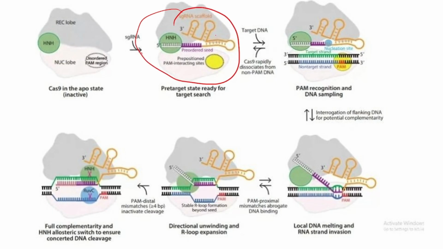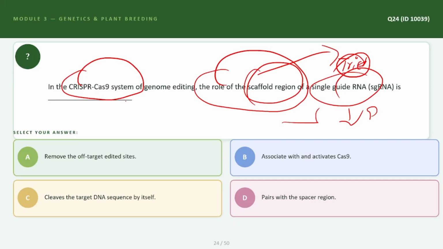Then you can see this. This is actually the structure of your Cas9 complex. These are the Cas9 protein, and this is the structure of the guide RNA. This is the scaffold region, it is associated with the Cas9 protein. It activates it, actually. It is associated with and activates the Cas9.